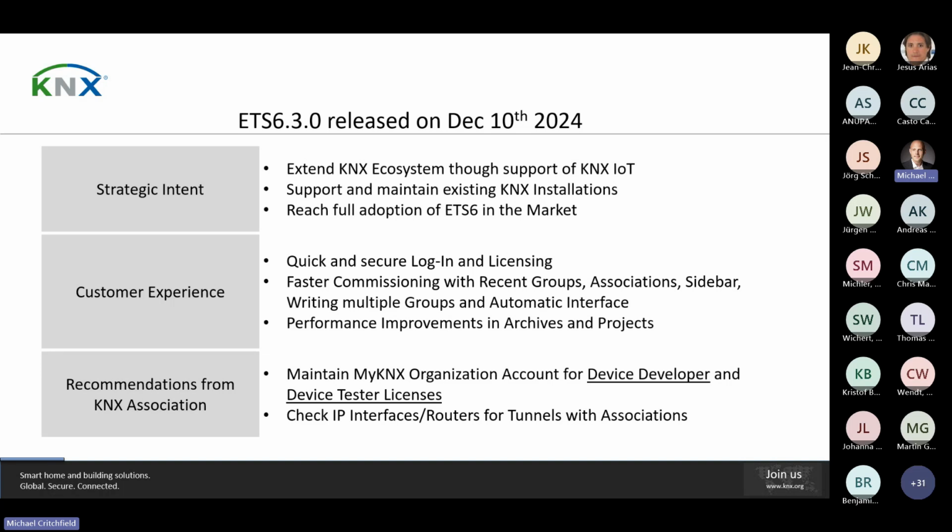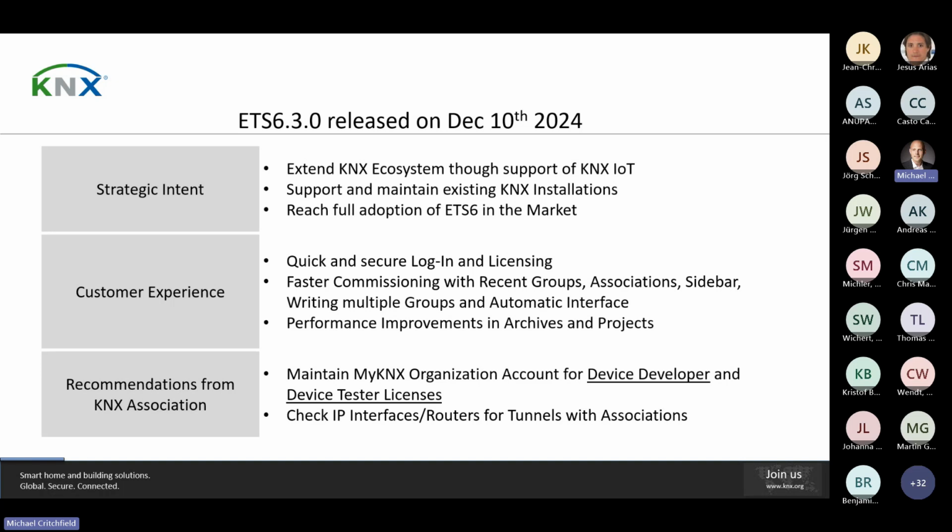What does ETS 630 bring? Actually, many things. The 3 points here: quick and secure login, licensing, much improved, much faster. Much quicker commissioning through several features: recent groups, associations, sidebar improvements, writing multiple groups and automatic interface, and then several performance improvements in the archive and in the project. But we have some recommendations also that my colleague Jesus will cover.